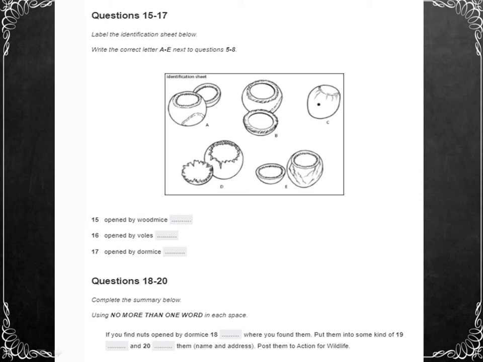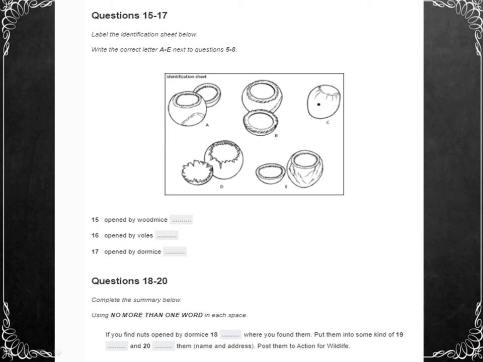If you find one, use the identification sheet to try and establish what kind of creature has opened it. You'll see from the pictures on the sheet that different creatures do it in different ways. For example, you'll see that insects make a small hole in the shell, less than 2 millimeters across. Then there's another type of mouse called a woodmouse. Woodmice make a hole in the shell too, but they leave parallel tooth marks on the inner rim of the shell, as well as rough scratches on the surface.